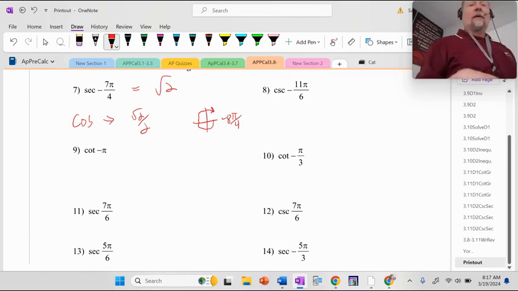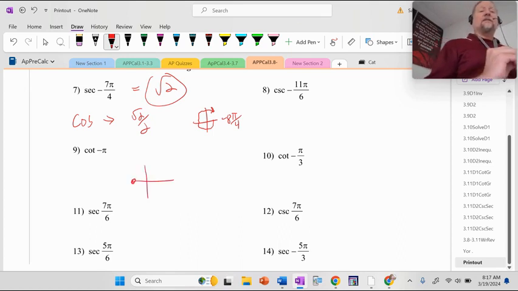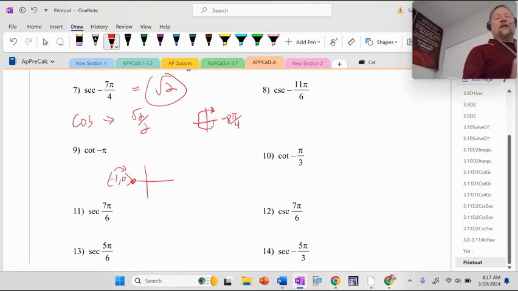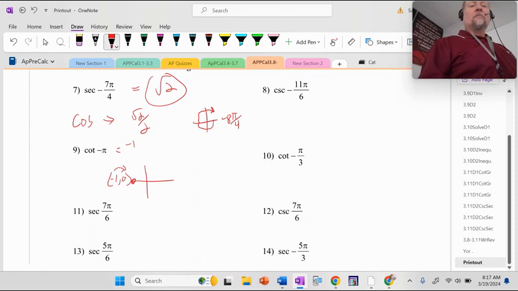All right. Cotan of negative pi. Level 2 students, which isn't bad, at least do this. That's where negative pi lands. What is that coordinate, everybody? Negative 1 comma 0. And then what's cotan? Cotan is not tangent, y over x. It's x over y. What's negative 1 over 0, everyone? Undefined.